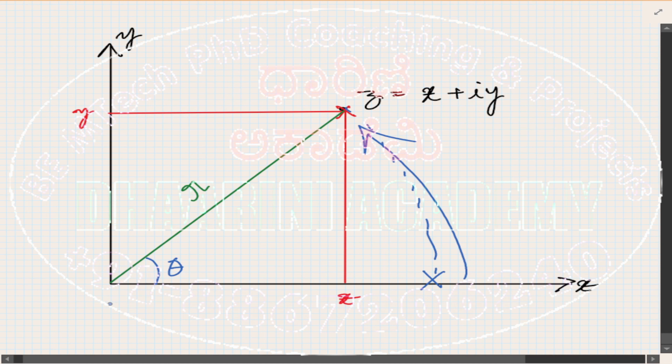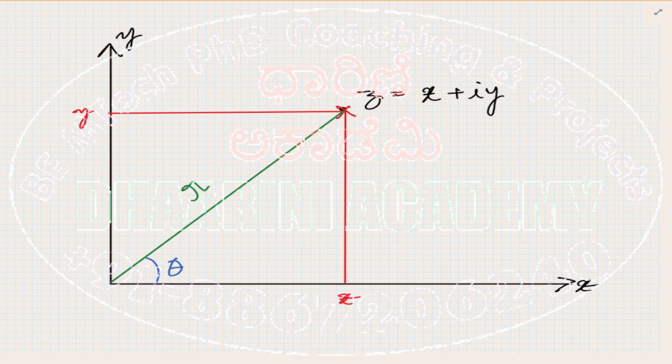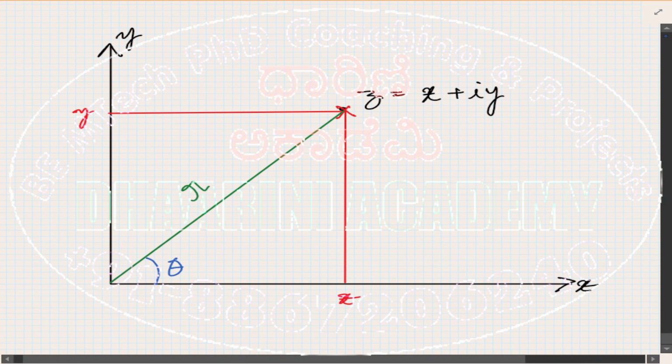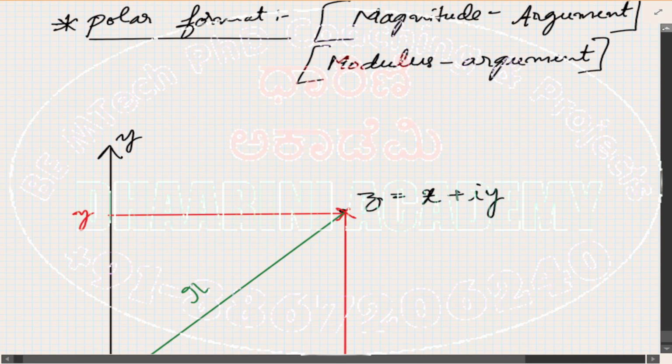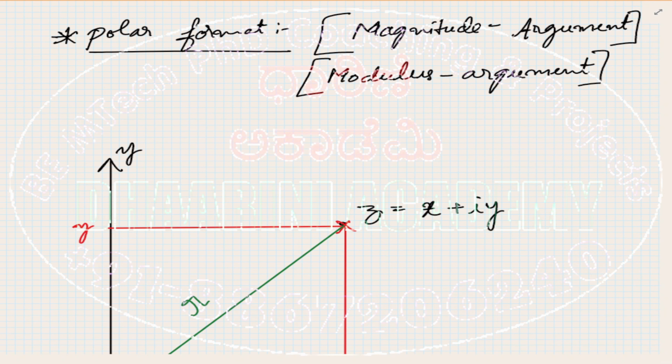I measure r horizontally. Then I rotate it by an angle theta, so you are still able to reach the same point z. That's the meaning, right? I am able to reach this z using a different coordinate, that is, radius r and an angle theta. This radius r is called the magnitude. The name says magnitude argument or modulus argument. So the modulus or the magnitude is r, and the argument is theta.